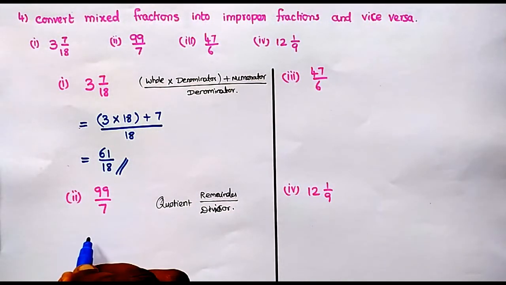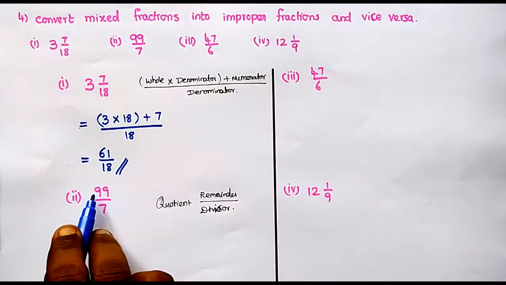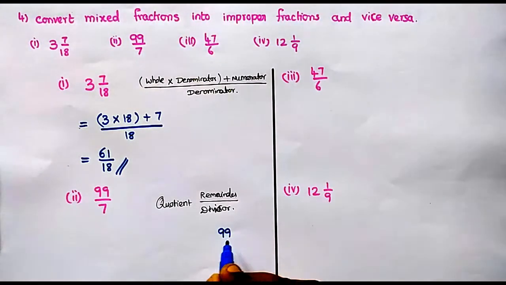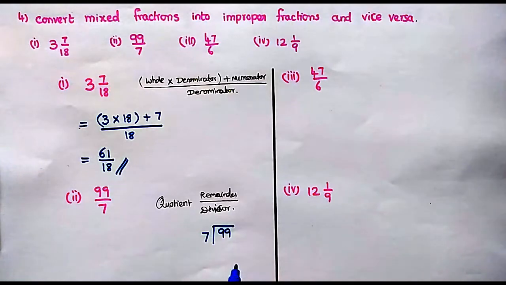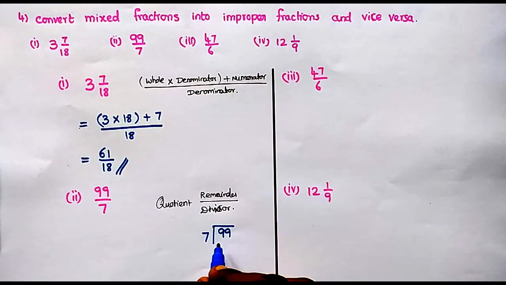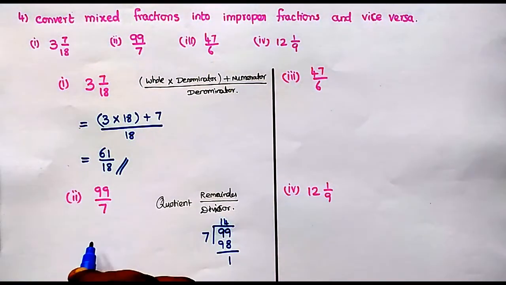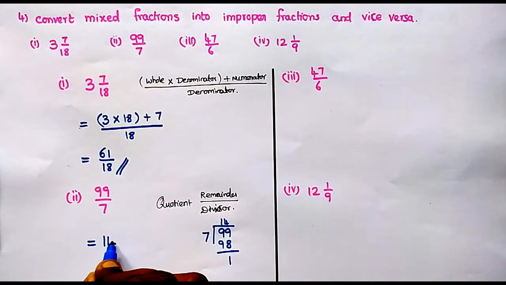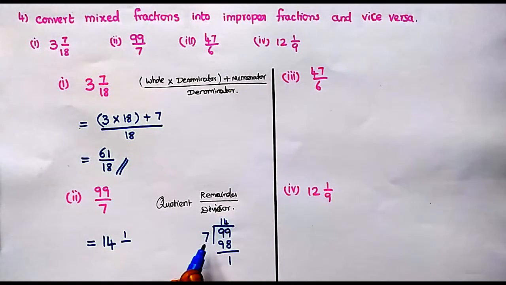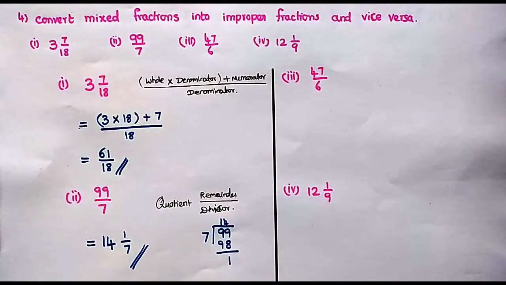So now here, what is the quotient? That is 99 divided by 7. How many times? 14 sevens are 98, balance 1. So now the quotient is 14 and remainder 1 divided by divisor 7. So 14 1 by 7 is the answer here.